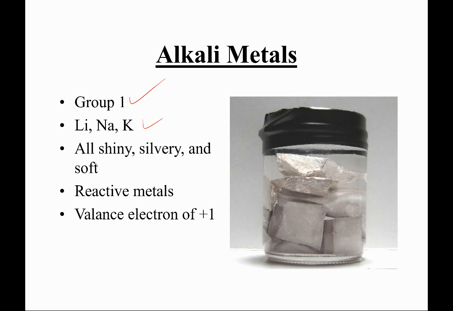So they're shiny and soft. Soft just means malleable. It doesn't mean they're soft like petting a puppy. It means you can bend them and change their shape and they don't break. Highly reactive metals. Valence electron of +1. If you're taking notes here, write that, even though you don't really need to know what that means yet.